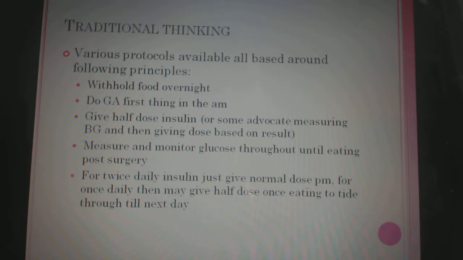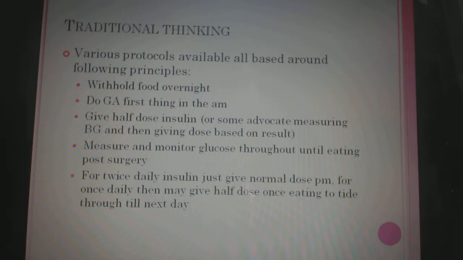Some protocols advocate measuring the blood glucose and giving a dose based on the result. For example, if they're less than a certain amount, say 7, you might give them just a quarter dose as opposed to a half dose. You can find various protocols in different textbooks. You then measure and monitor the glucose throughout the procedure until they're eating post-surgery.